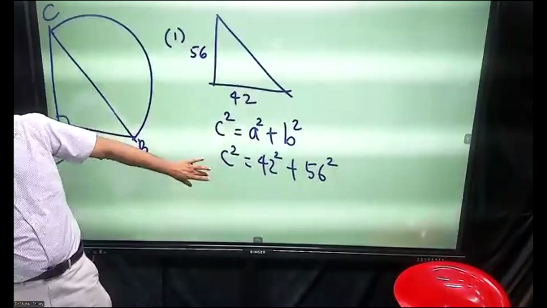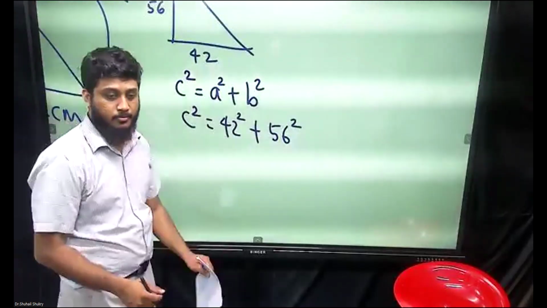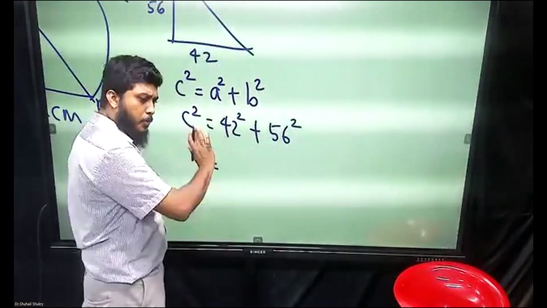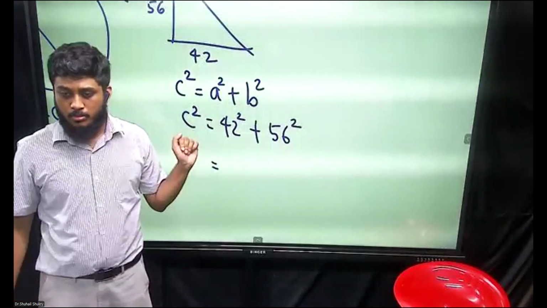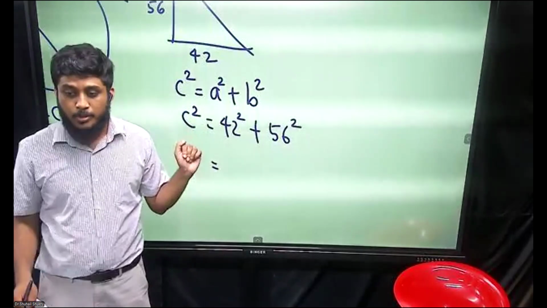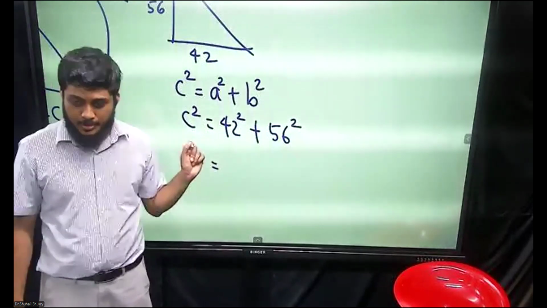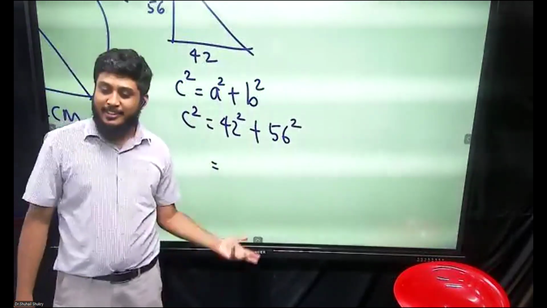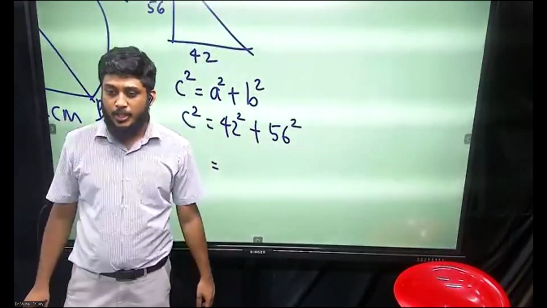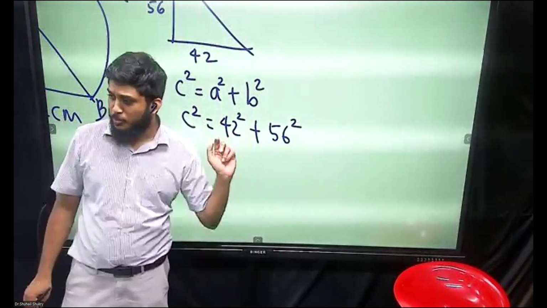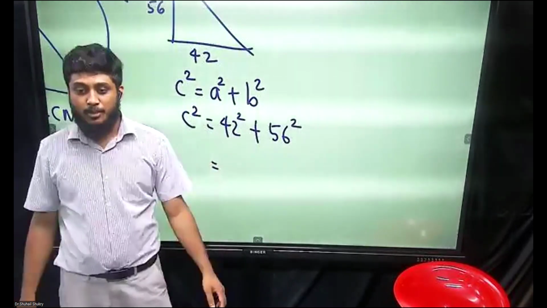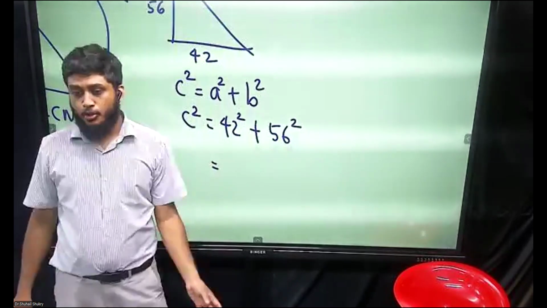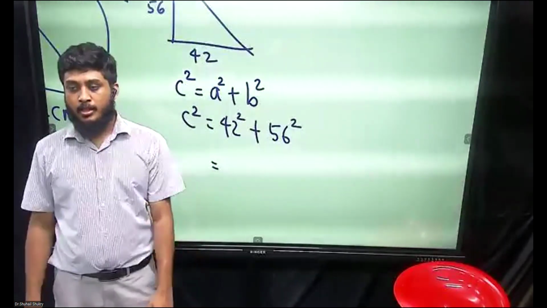Now, if you want, you can do it like this. If you want, no problem, you can multiply 42 into 42. Who did this? How much is 42 squared? Did you use a calculator? The people who did this at home, using a calculator is fine, but at least I should appreciate you. You have done the work. Very good.